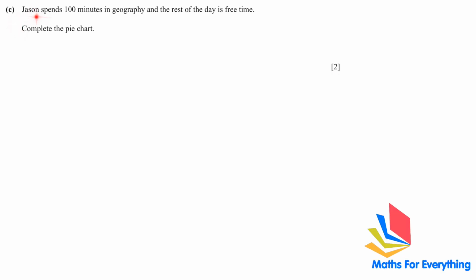Part C. Jason spends 100 minutes in geography and the rest of the day is free time. Complete the pie chart. To find the angle, we use the formula: the value of the component over the total value multiplied by 360. So what is our value? 100 over 480 minutes multiplied by 360. This will give us the angle of geography, which is 75.